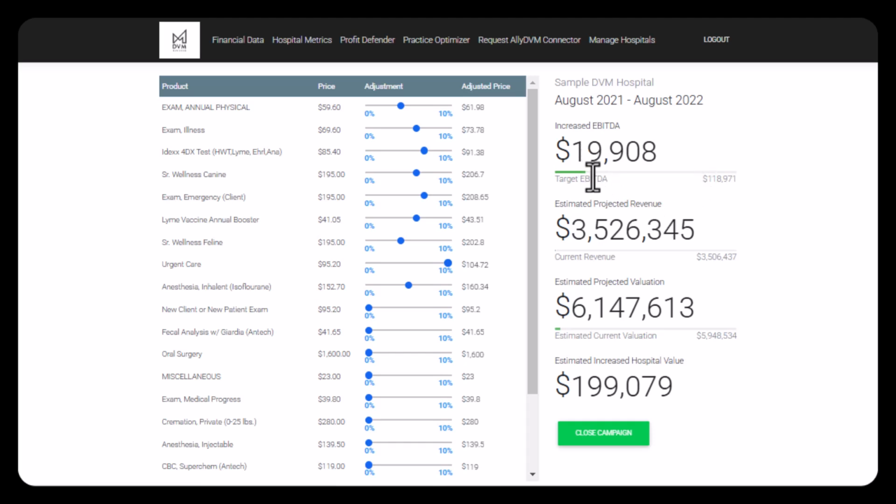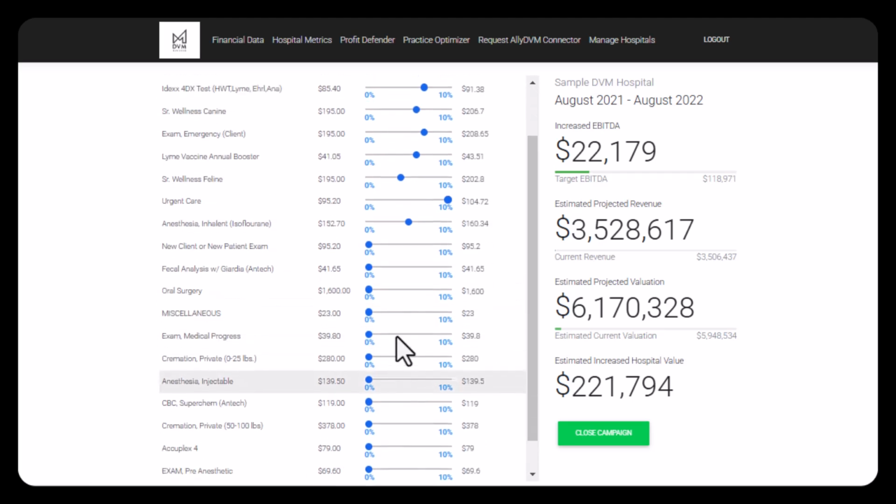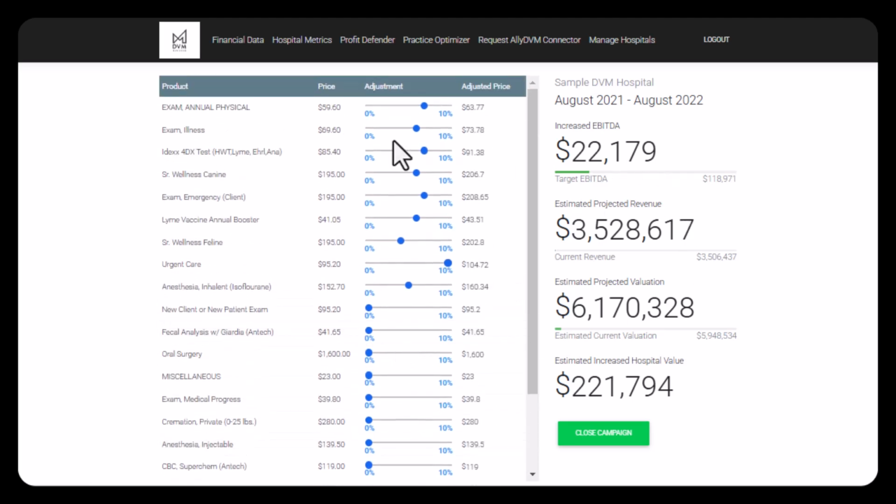Your prices are listed in order of those that are going to make the most impact on your EBITDA. So when I change this one, I see a huge impact on my overall EBITDA. If I change one way down at the bottom, it's not going to have that kind of impact because I don't do the amount of volume that I do here.